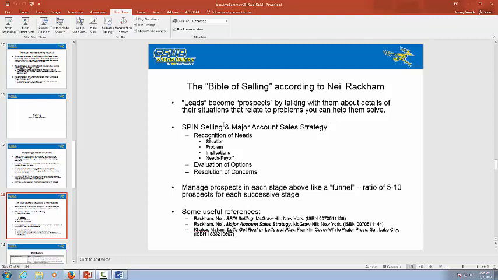There's two books about this. One's called Spin Selling, the other one's called Major Account Sales Strategy. And it basically involves stages of the decision-making process by customers. So the first stage of the decision-making process is recognizing that you have a need.